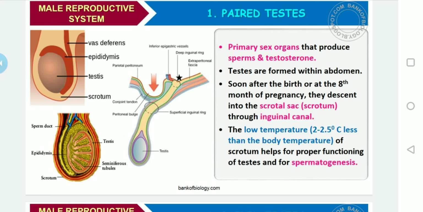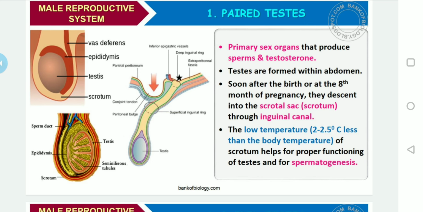Remember where the testes are generally situated. The testes are situated outside the abdominal cavity, that is extra-abdominal, within a pouch called the scrotum. The scrotum helps in maintaining the low temperature of the testes, about 2 to 2.5 degrees centigrade lower than the normal internal body temperature, which is necessary for spermatogenesis. If it is more or less than that, it affects spermatogenesis, so the temperature is maintained.